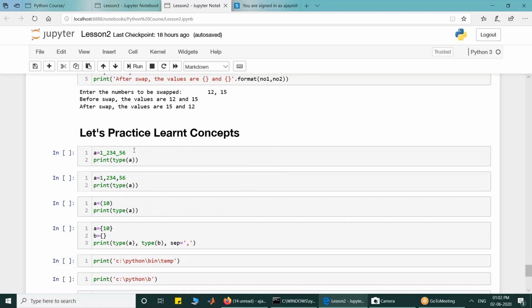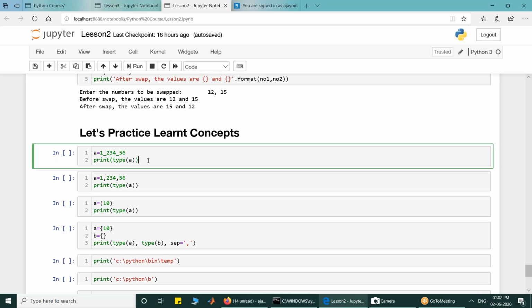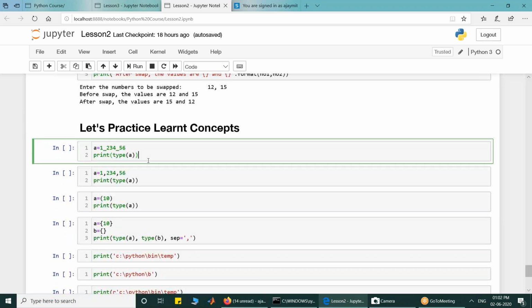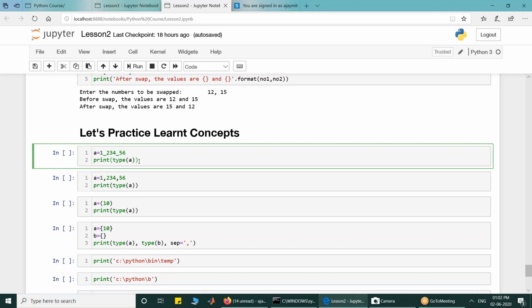Now we briefly go through the concepts that we have already learned, and I want you to look at these problems and tell me what will be the output, without executing it. Just recall the concept that we have gone through. If you can quickly write down what is the output of the first cell that is on your screen that I have highlighted.